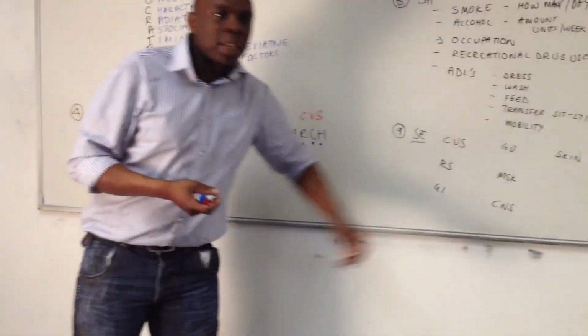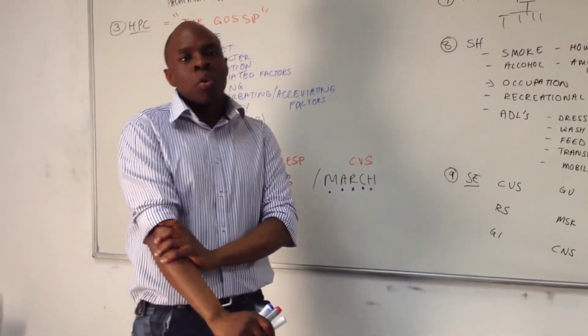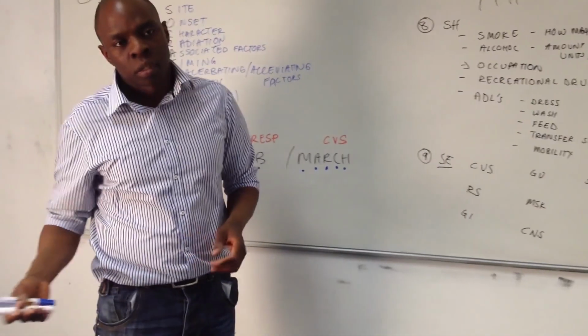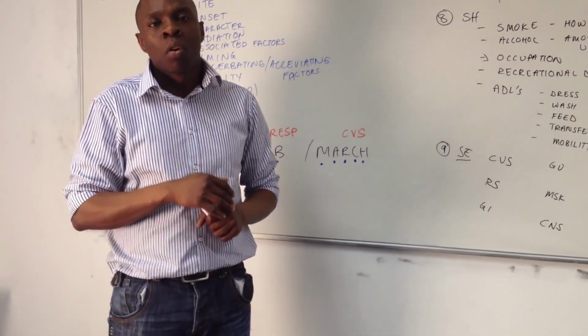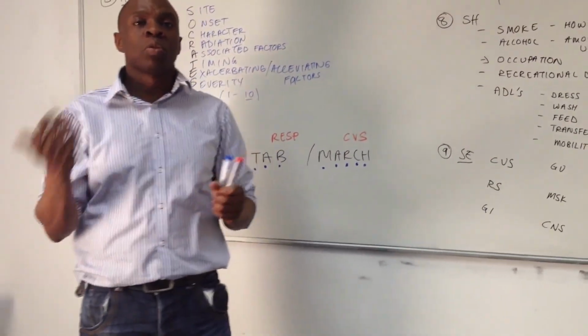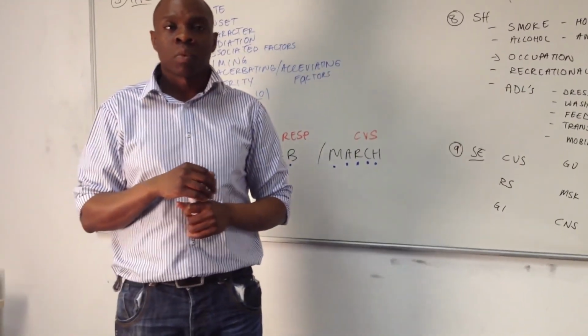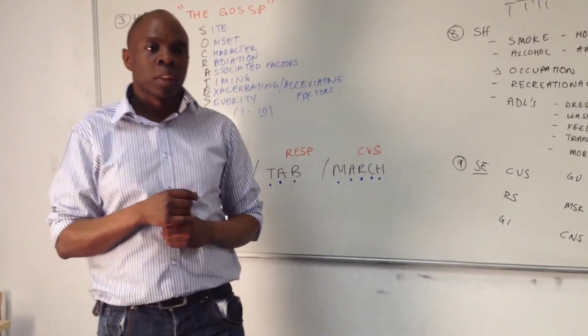Next we go on to MSK, which is musculoskeletal. So you're asking about morning stiffness. Do you have stiffness in the morning, or is your stiffness worse at night? And the pain, do you have pain worse in the morning, or is the pain worse in the evening? And that can differentiate between two types of arthritic conditions. One is rheumatoid, and the other one is osteoarthritic.